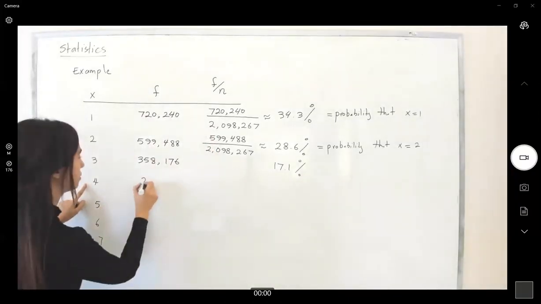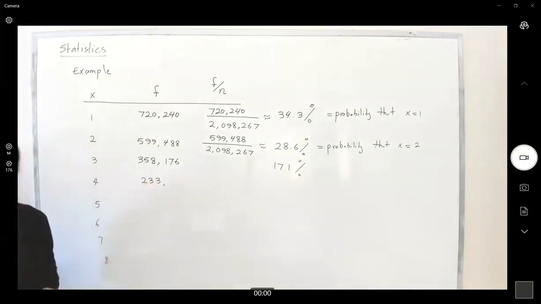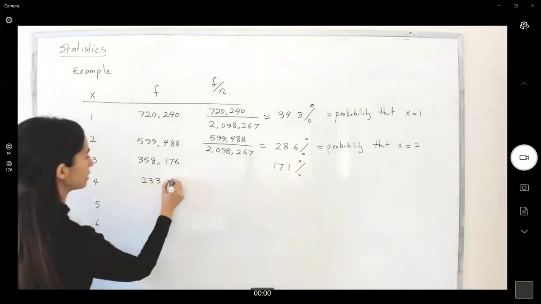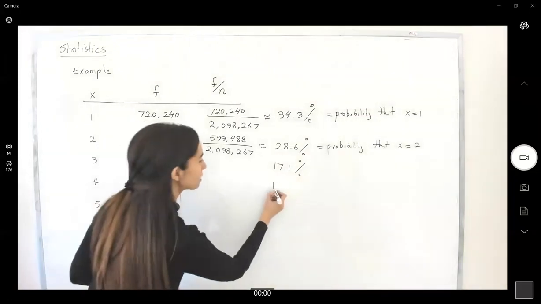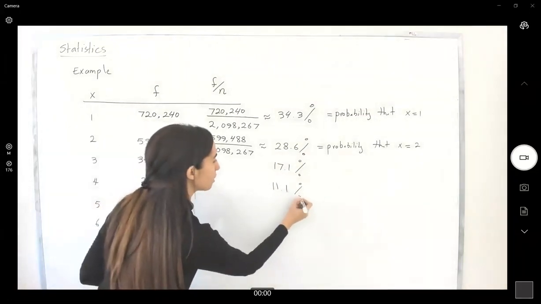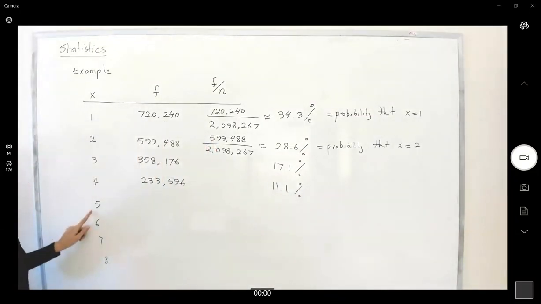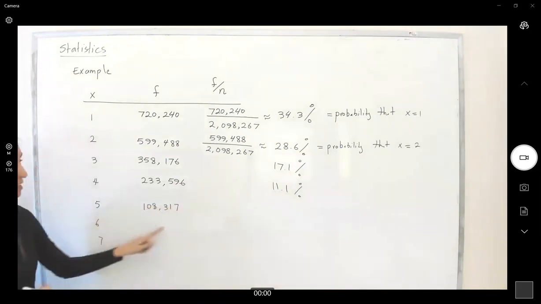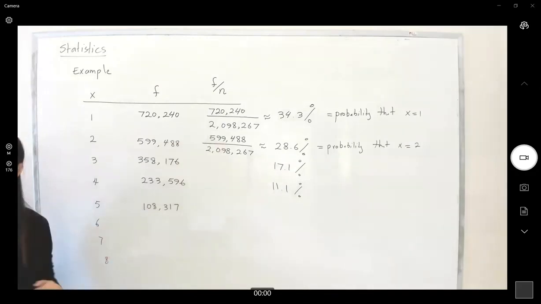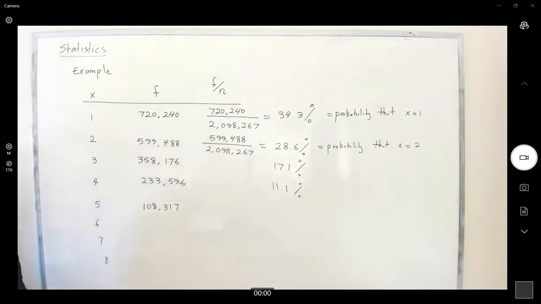We have 233,596. After we do the division, we get approximately 11.1%. X is equal to 5. The frequency is 108,317. And if we follow the division, we get approximately 5.2%.